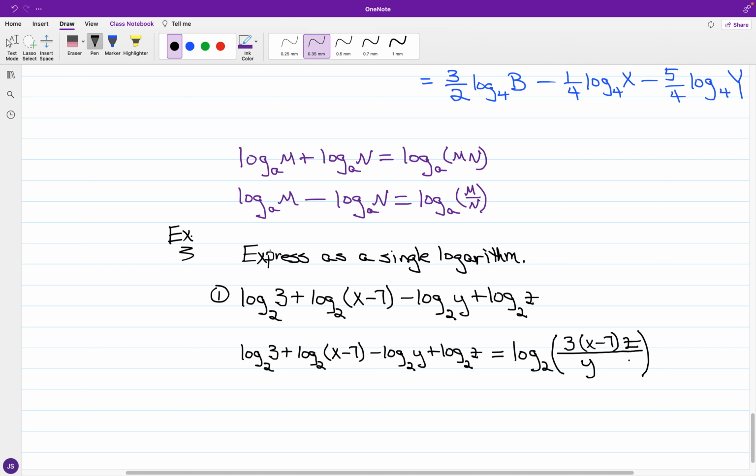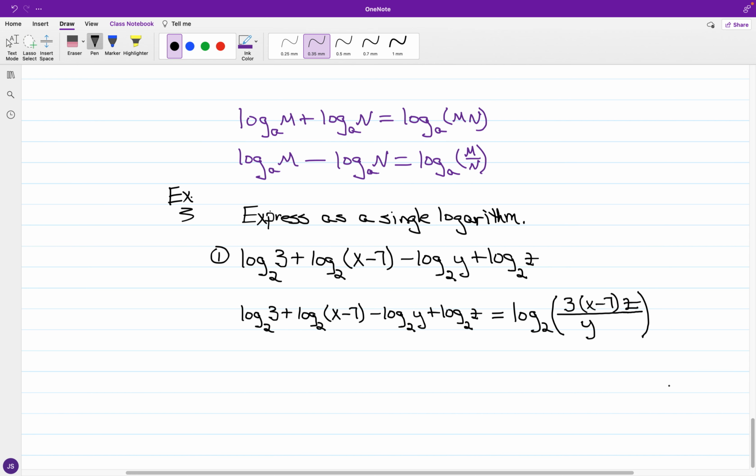So as a single logarithmic term, you don't have to worry about distributing, but at the top you have the factors 3 and the quantity of x minus 7 and z, and for the denominator we end up with y. And let's say that sort of expanding the model.